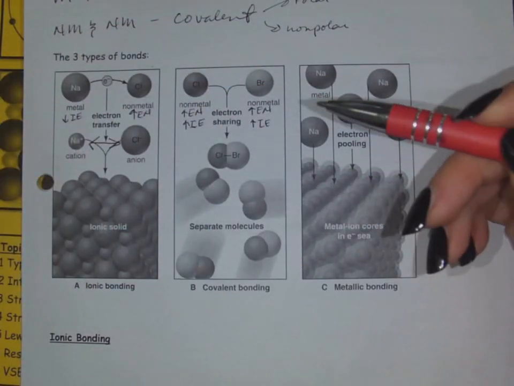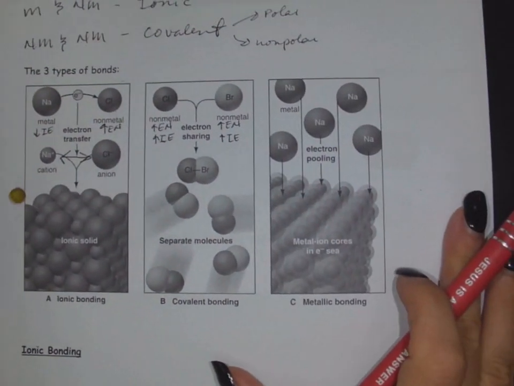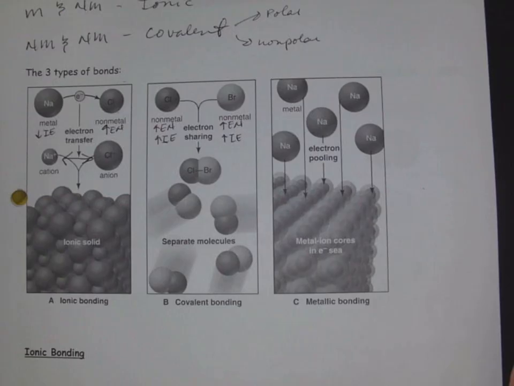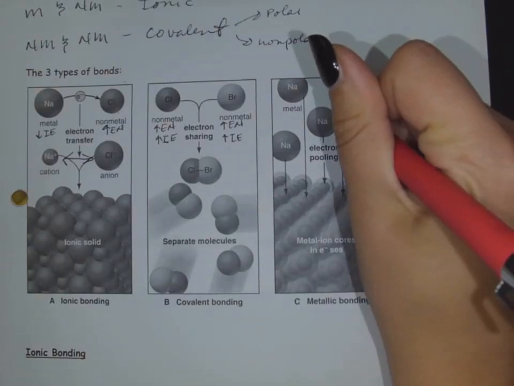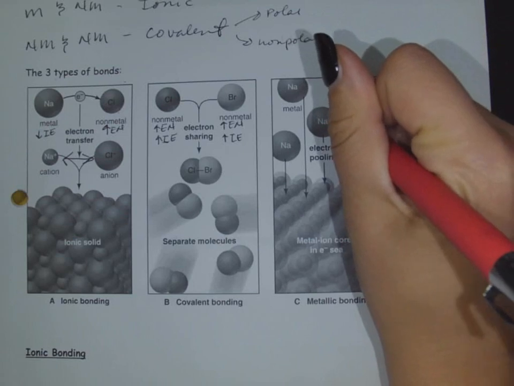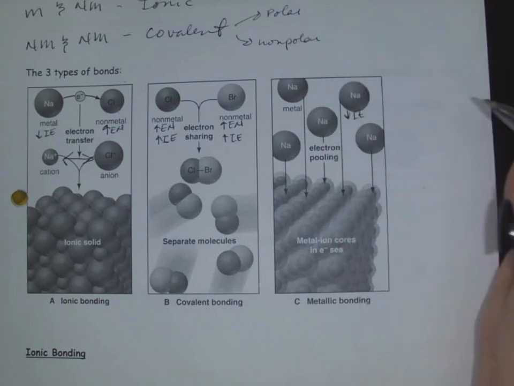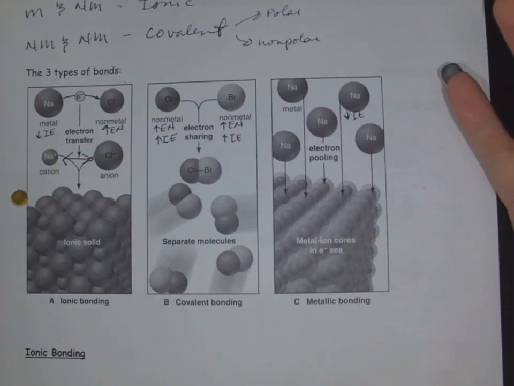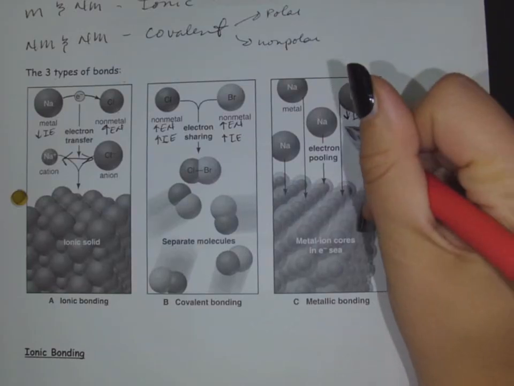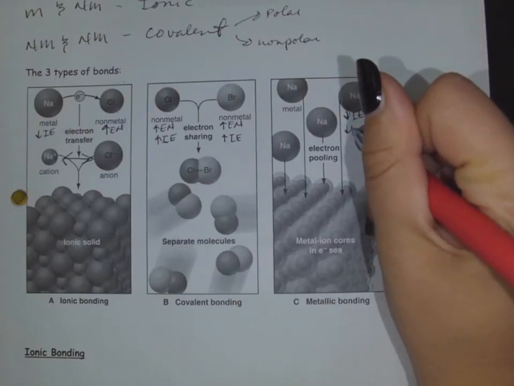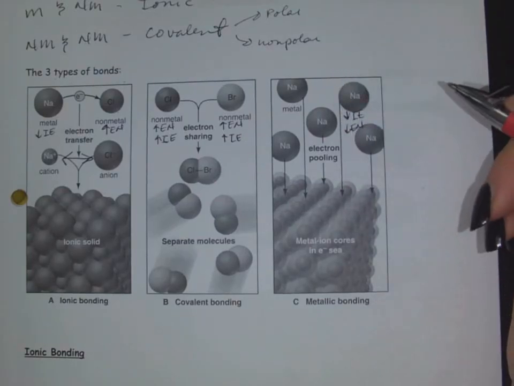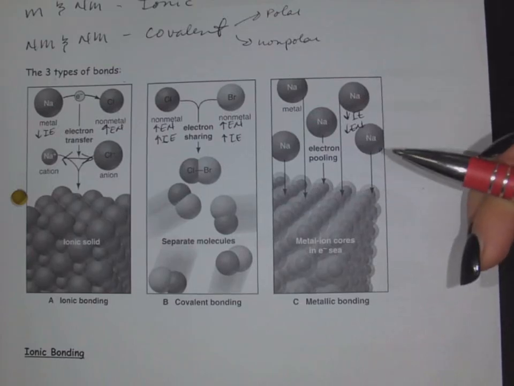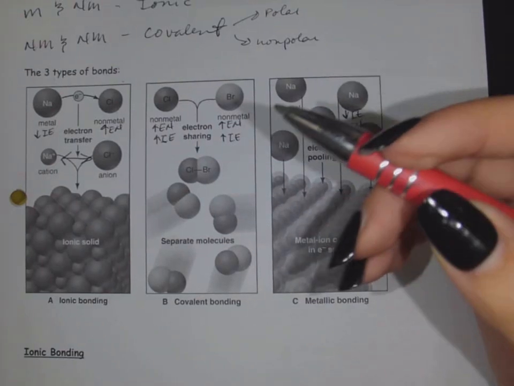Okay. Now, metallic bonds, on the other hand, are metals. And we know that metals, not only do they have low ionization energy, they're not really holding on to their electrons really strongly. They also have low electronegativity. They're not readily grabbing the electrons of other atoms.